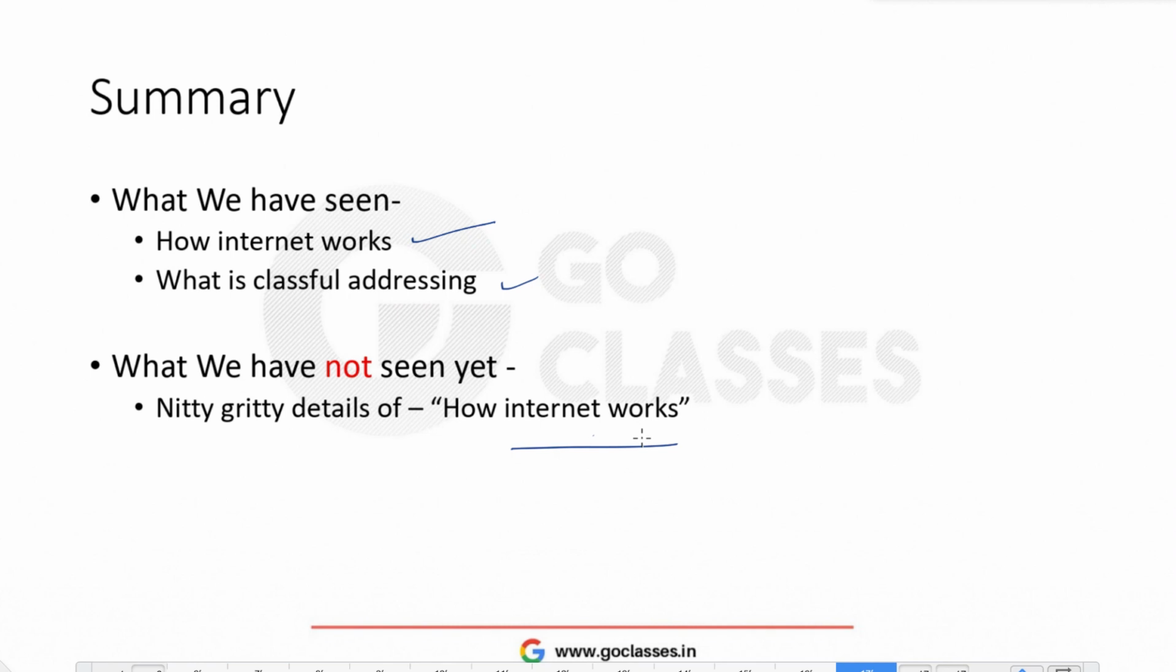So in the future lectures, we will talk about it in more detail, like technically how IP addresses get recognized, what an IP data frame is, what TCP/IP is, and these things.